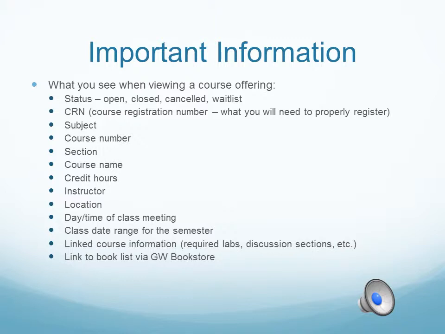The subject, course and section number, the class title, the number of credit hours the course fulfills, the instructor, the location of the class, the day and time of the class meeting, the date ranges for the particular semester, any additional information regarding labs, recitations, or tuition fees associated with the course, and finally a link to the book list via the GW bookstore.